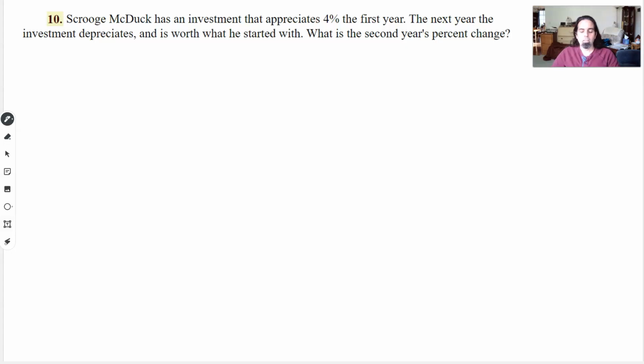Personal finance test number 10. Scrooge McDuck has an investment that appreciates 4% the first year. The next year, the investment depreciates and is worth what he started with. What is the second year's percent change?